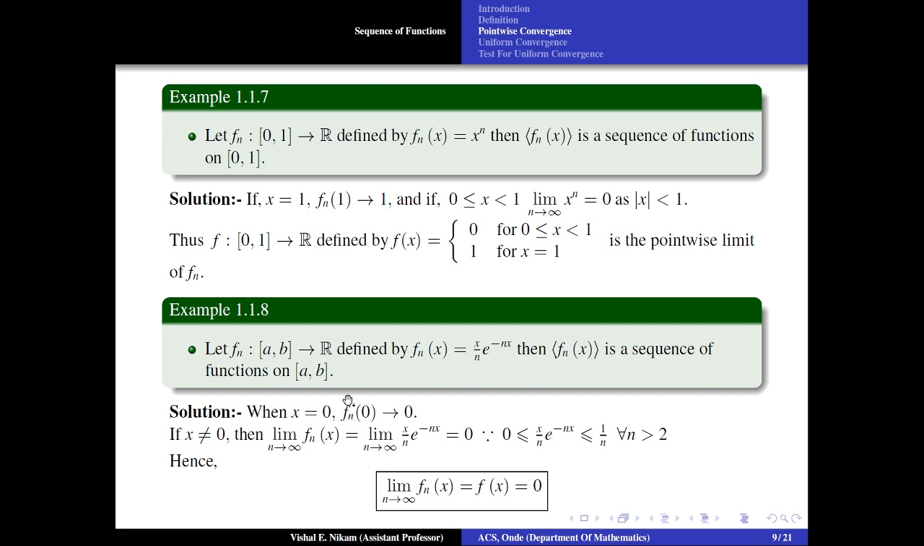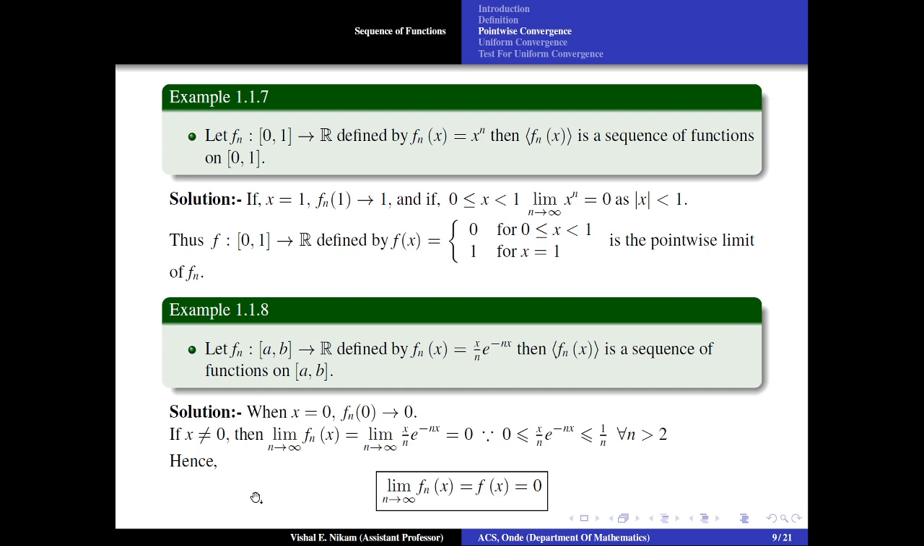Then let us evaluate by the same method which is applied for the last example. When x is equal to 0, we have fn of 0 is what? 0 upon n into e to the power 0. This is 1. So 0 upon n is 0. 0 into something is 0. That is, fn of 0 is a constant sequence which converges to 0 as n tends to infinity.